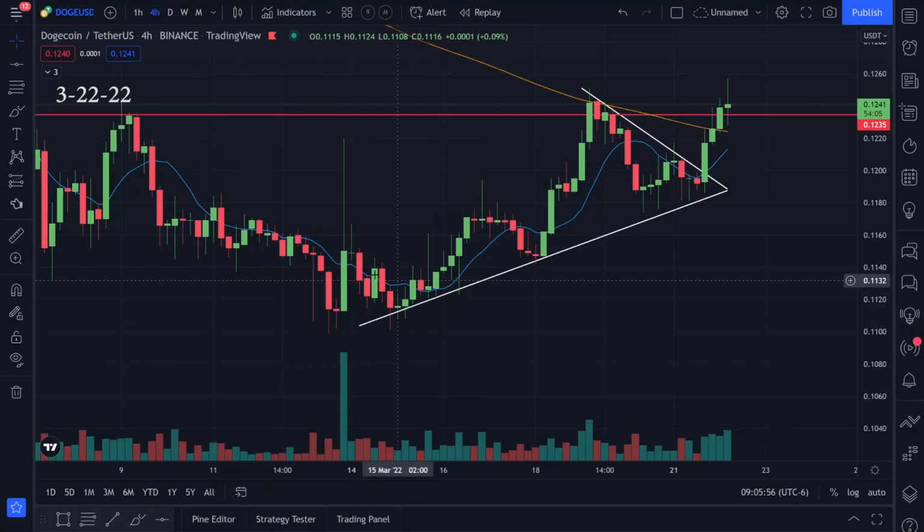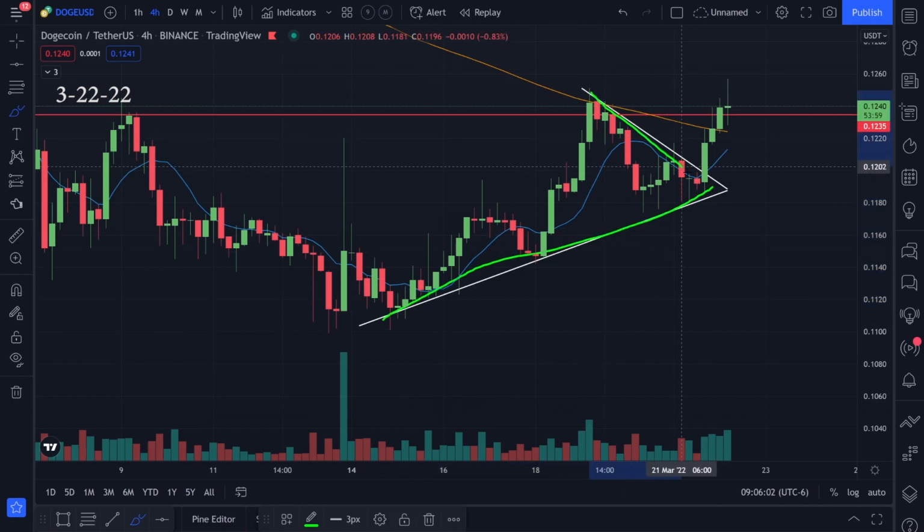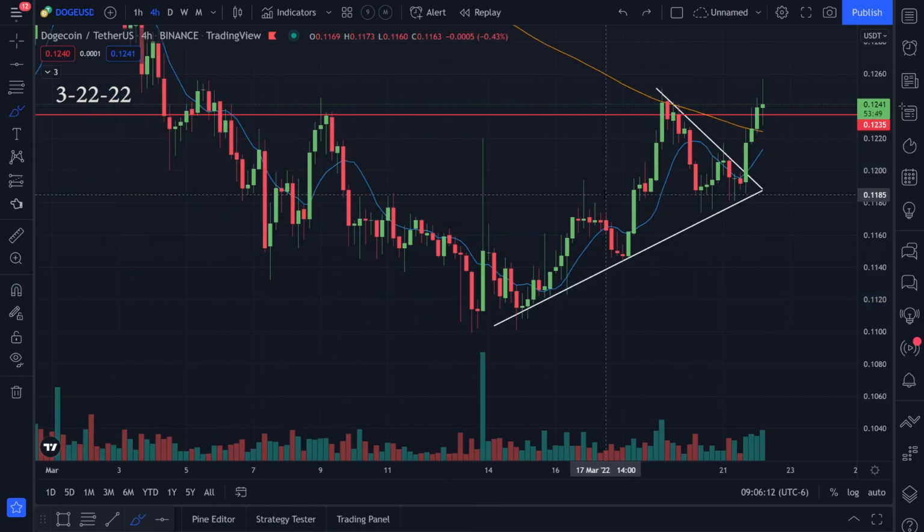Let's take a look at the chart action for Dogecoin. Okay, so here's what I'm looking at. In my last video, I was watching this support and this resistance. I was waiting for a breakout to the upside or to the downside to get a better idea of what's going on. I actually thought we were going to break to the downside and retest the bottom, but we broke to the upside. So the next thing that I'm looking at are the previous resistances.